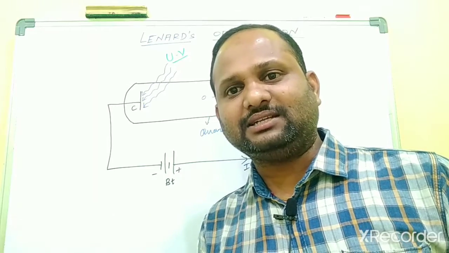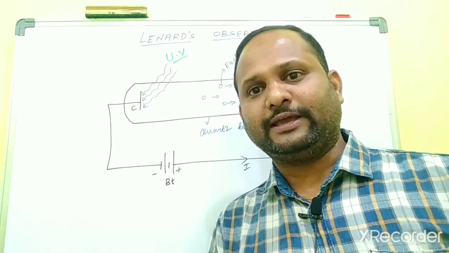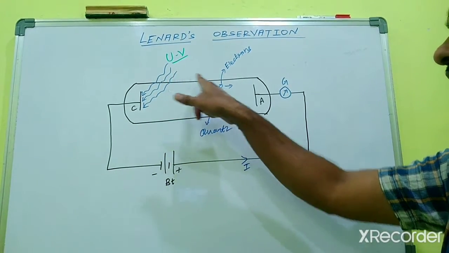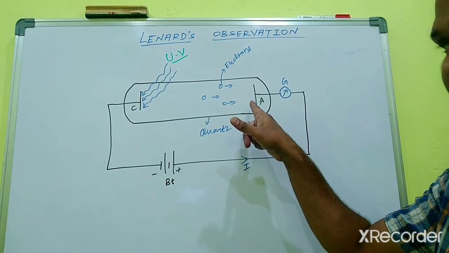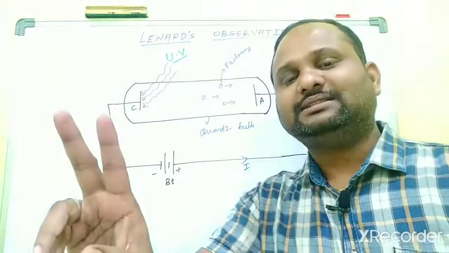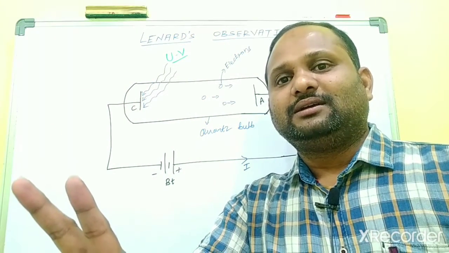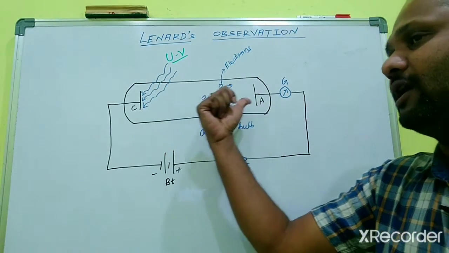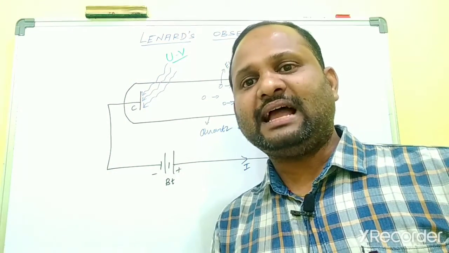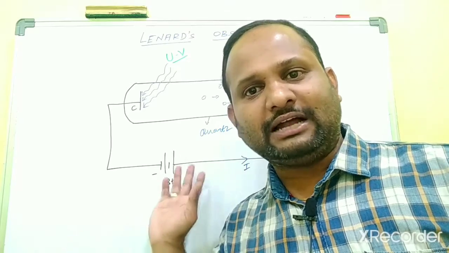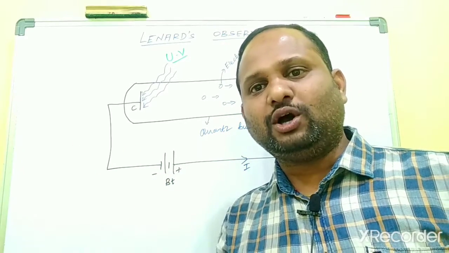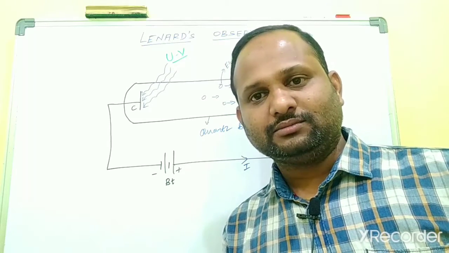What causes the electric current? It's a mystery. Now the UV rays are allowed to fall on the anode metal plate. Now there is a second chance. The galvanometer shows nothing, null deflection. That means no current is produced in the electrical circuit.